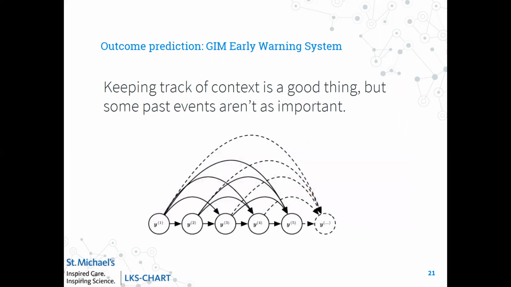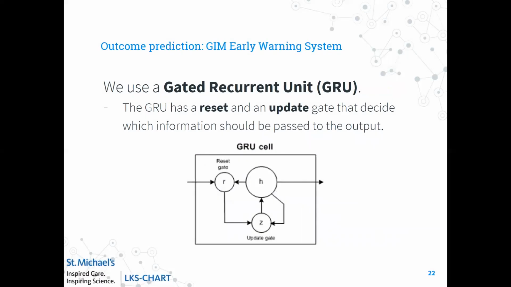One thing I want to mention is that keeping track of context is a good thing, but after a while, some past events just aren't as important. For example, knowing what happened at the very beginning of the visit might not be relevant. It might just lead to confusion. So what we do is we use a very specific kind of recurrent neural network called a gated recurrent unit, also known as a GRU.